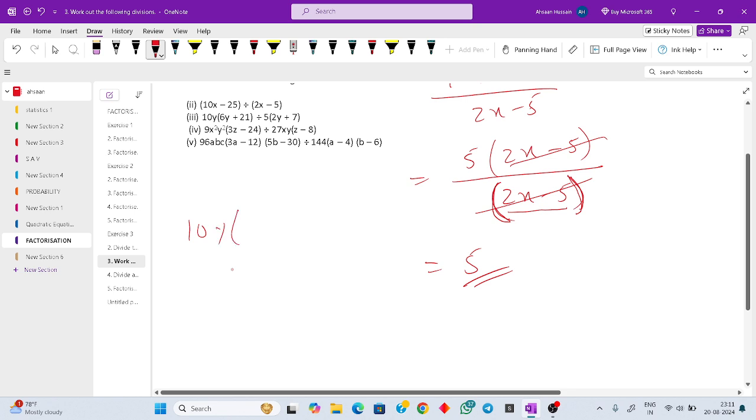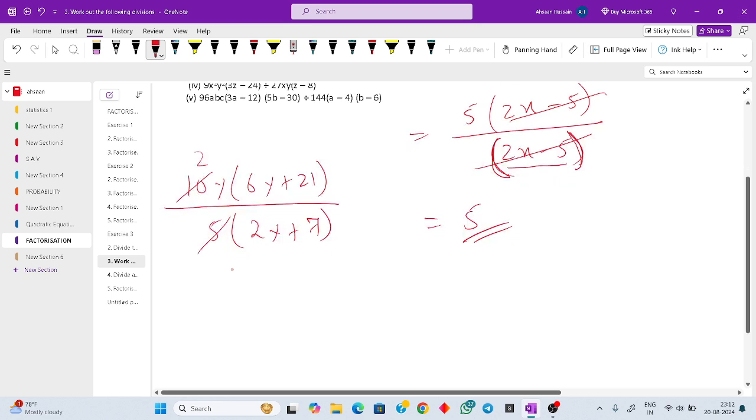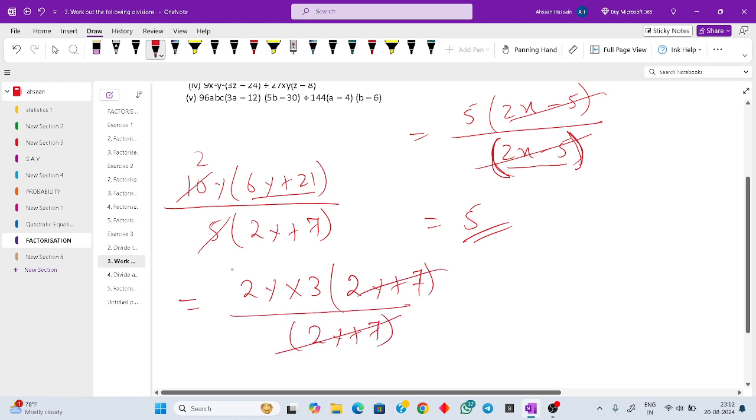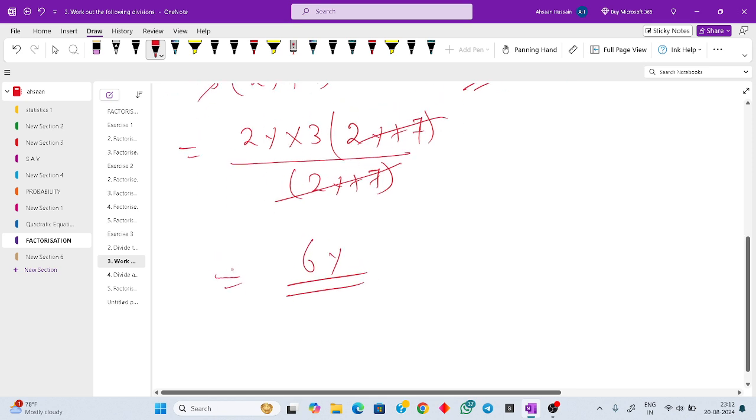Then 10y, 6y plus 21 divided by 5, 2y plus 7. You can directly cancel these two first of all. Then 2y is left, and between 6y and 21, what is the common factor? 3. So write 3 also, multiply 3, and then start the bracket and write 2y plus 7, by 2y plus 7. So the answer would be 2y multiplied 3, that is 6y.